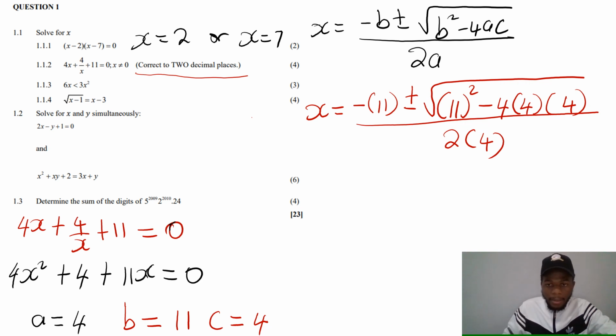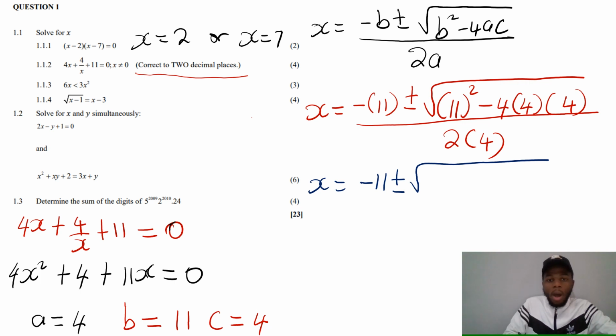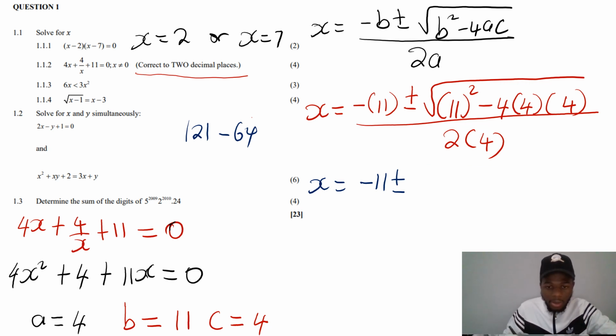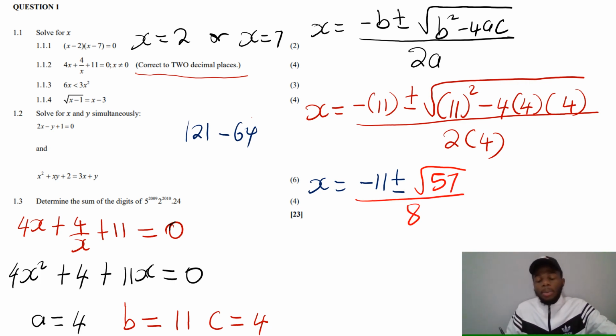So x is going to be minus 11 plus or minus the square root of 121, since 11 squared is 121, minus 64. We're left with 57, so it will be the root of 57 over 8. Then you can proceed from here. I don't have a calculator where I am, so you can use a calculator. Don't forget to round to 2 decimal places. Then we are done with 1.1.2.